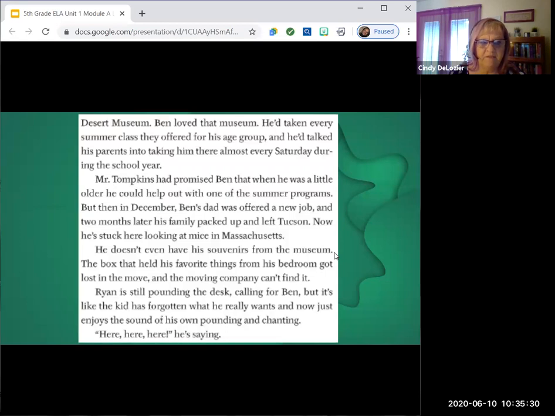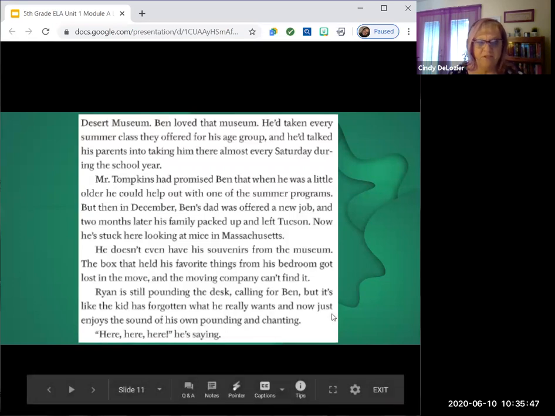He doesn't even have his souvenirs from the museum. The box that held his favorite things from his bedroom got lost in the move, and the moving company can't find it. Ryan is still pounding the desk calling for Ben, but it's like the kid has forgotten what he really wants and now just enjoys the sound of his own pounding and chanting. "Here, here, here," he says.